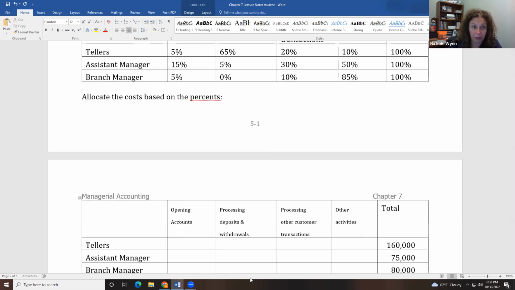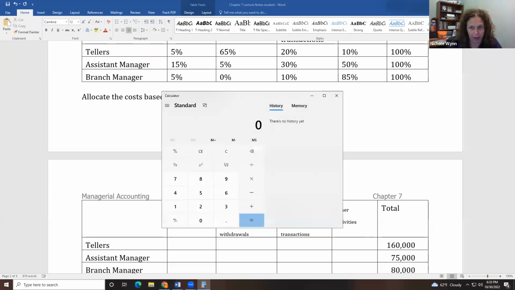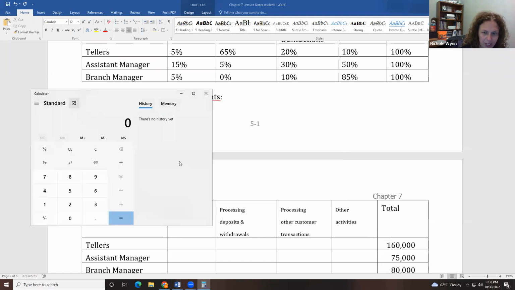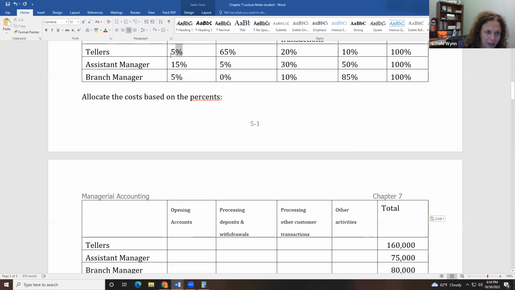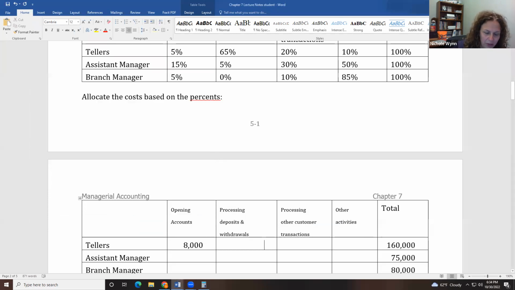I would point out that this is significantly easier in Excel. Normally I do this activity in Excel and they just copy and paste and drag down, and that's what you're going to do for homework. It will be significantly easier than doing it by hand. But 160,000 at 5%. See how it's 5% for tellers? 5% of 160,000 is 8,000. Now, I'm hopeful some of my numbers will come out where I don't even have to use a calculator. But 160,000 times 0.65 is 104,000.